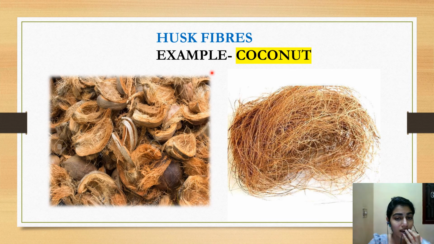The next one is the husk fiber. So you know that coconut has an outer covering, right, which is very hard. So that is called as the husk. Okay. So the fiber which is obtained from that husk or the outer covering is called as the husk fiber. Example for this is the coconut. So when you take a coconut, the outer layer is very hard, right? So from that we can extract some fibers. So such fibers are called husk fibers.